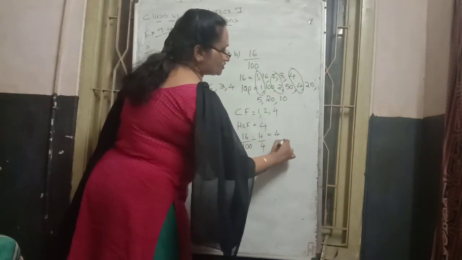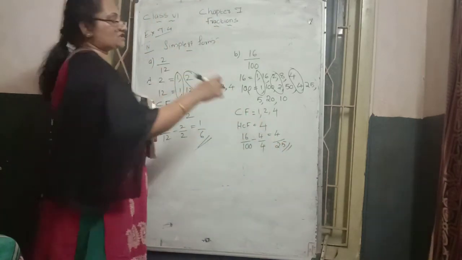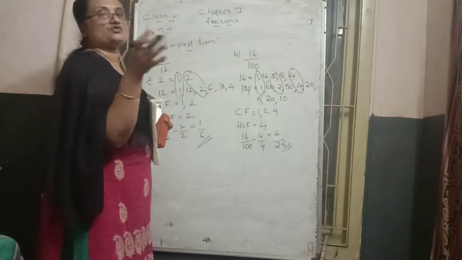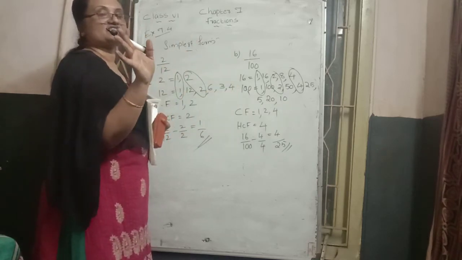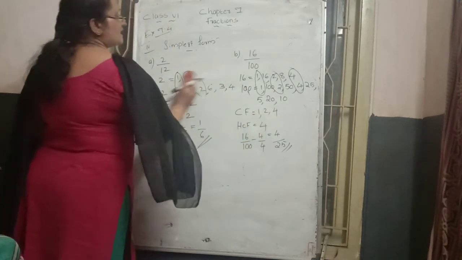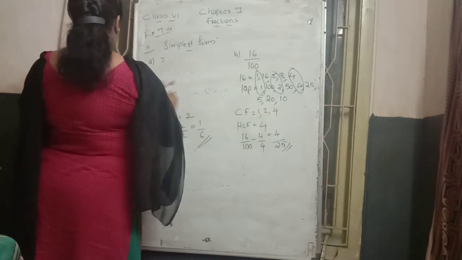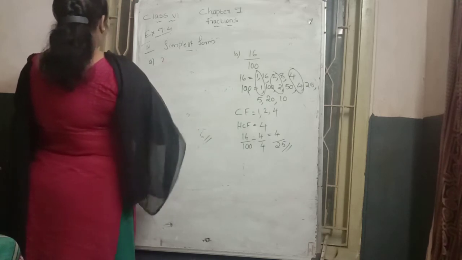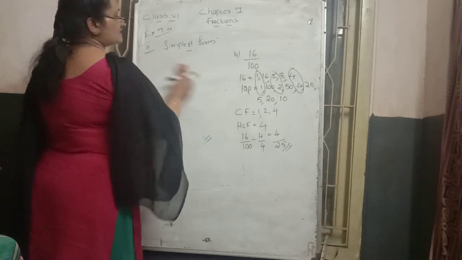Is it possible to cancel again? No. 4 table 4, okay, 25 4 table not there, 24. That's why cancellation again is not possible. 4 by 25 is the final answer. In this way they ask this type of question. I hope you can understand this one.